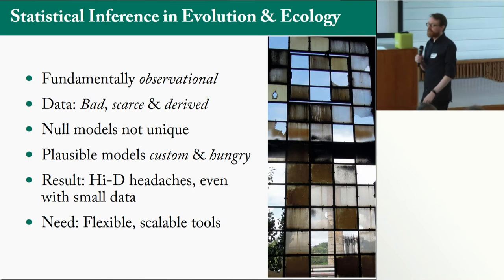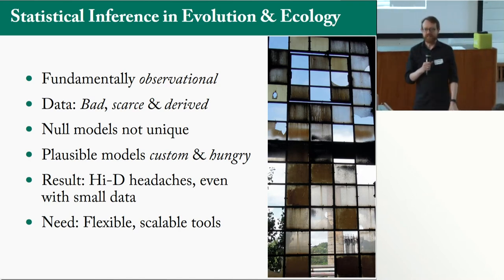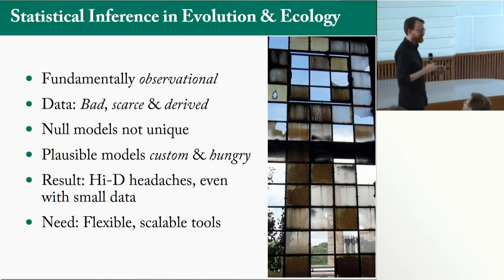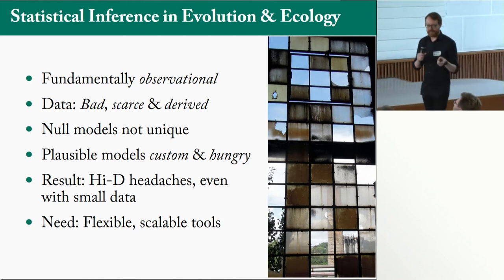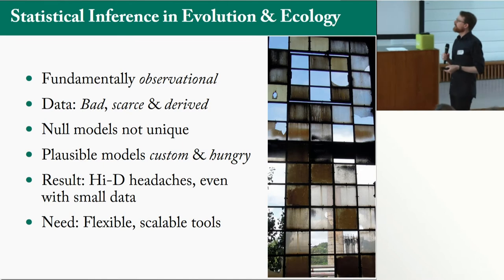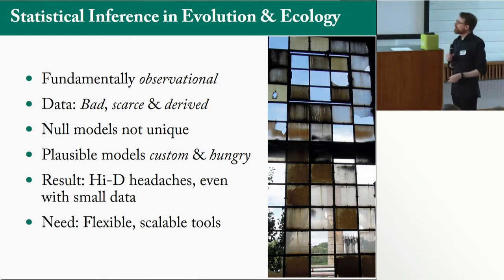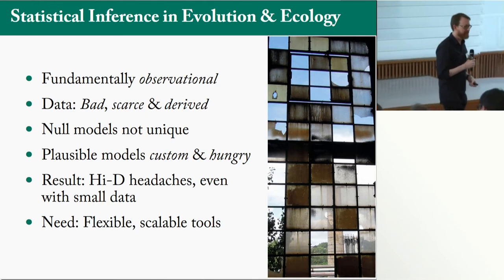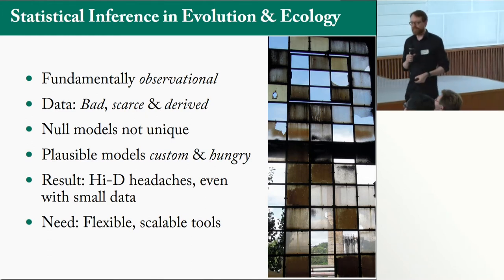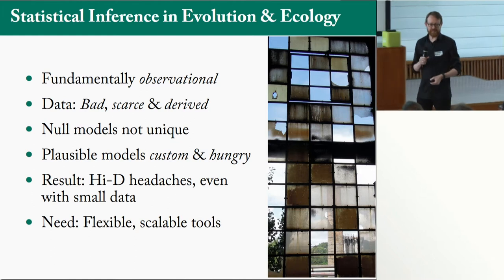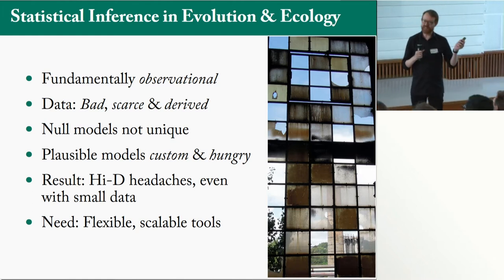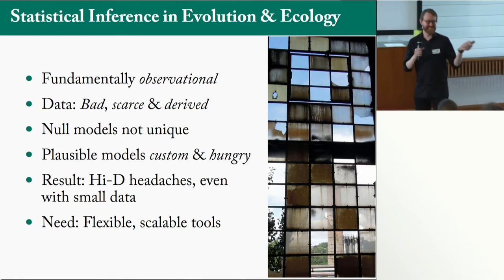My field is fundamentally observational. Evolutionary science is not an experimental science. We do experiments occasionally, but the experiments are deeply unsatisfying, and they don't actually show us the history, the target of inference we're after. The data we deal with are bad, scarce, and derived. They're bad, they have tremendous measurement error, they have no nice sampling design, they're often just opportunistic, right? You find a fossil, great, you got lucky, you got a fossil, right? Your colleague didn't get tenure because he didn't find a fossil, right? It's just how it goes.